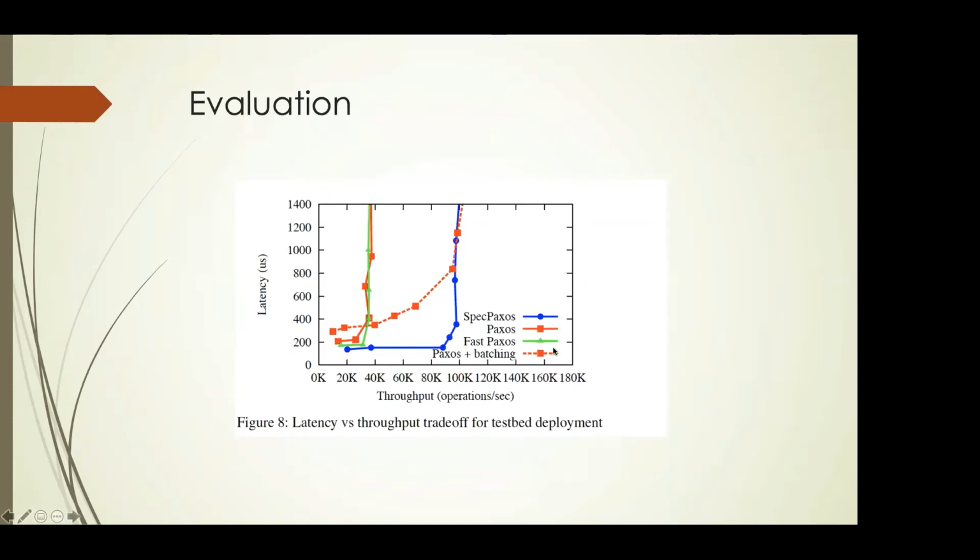Paxos plus batching eventually is better than other versions of Paxos from 40,000 to 100K, and it also gives higher latency for throughput higher than 100K.